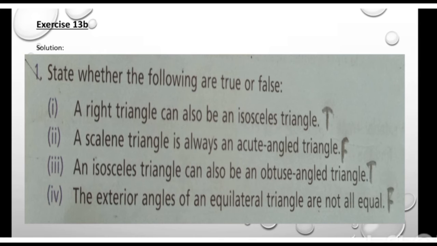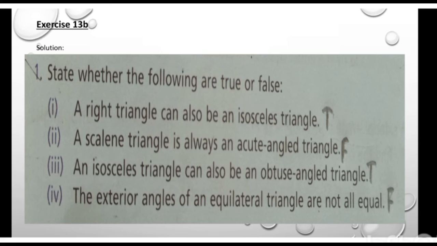Part 2 is, a scalene triangle is always an acute angle triangle. No, not always. The statement is false. Now part 3 is, an isosceles triangle can also be an obtuse angle triangle. Yes, it is possible. We all know that an obtuse angle triangle has one angle greater than 90 degree, and this is possible in the case of an isosceles triangle. So this statement is also true.